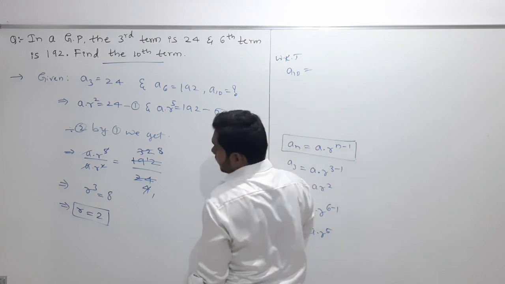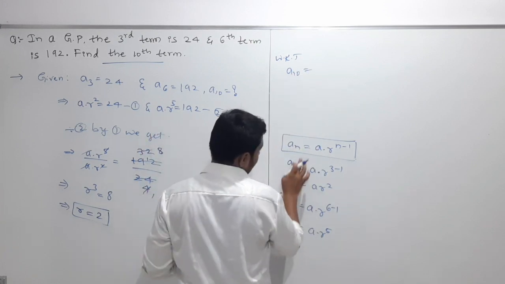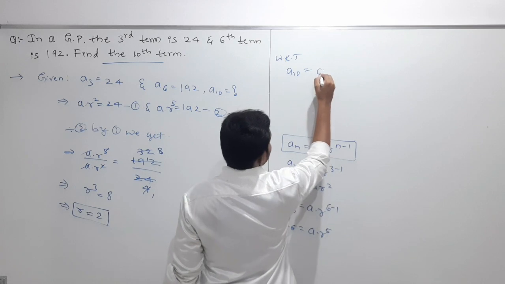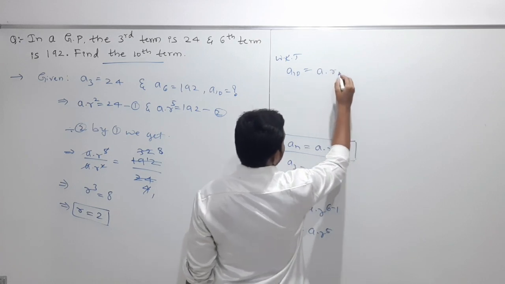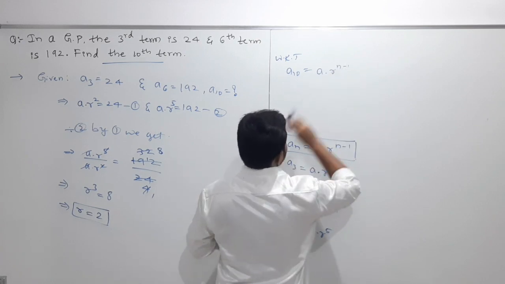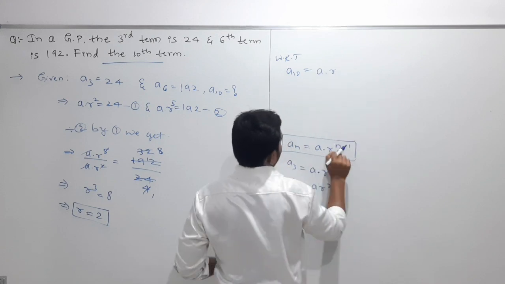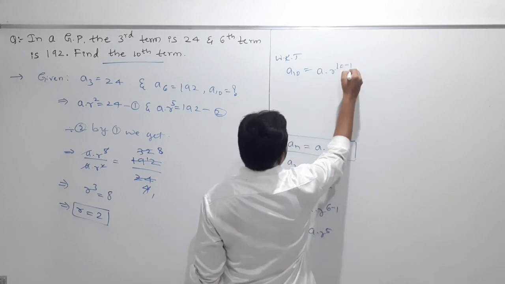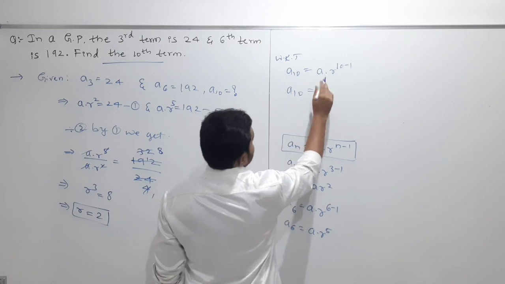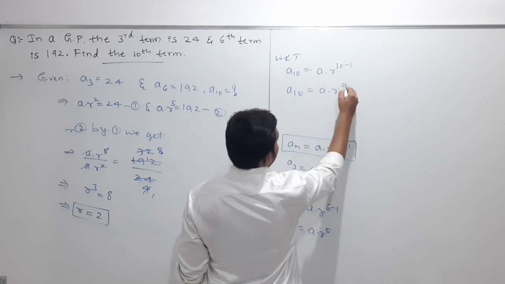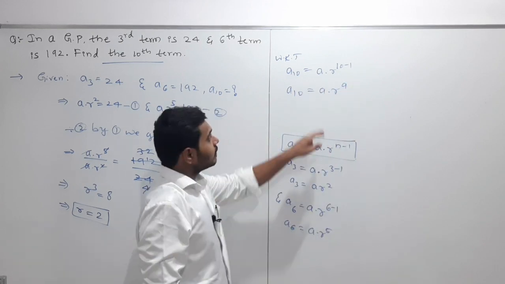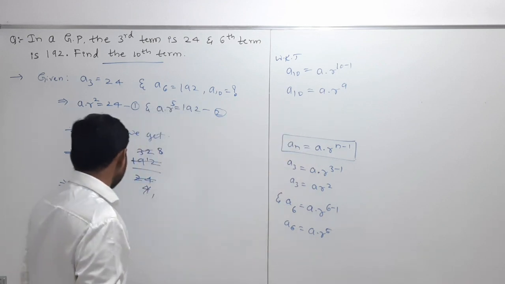A10, the 10th term, can be calculated according to this formula. Here it is: A10 is equal to A into R to the power n minus 1. Instead of n we have 10, so it is 10 minus 1. Therefore A10 is equal to A into R to the power 9. But we don't know the value of A.